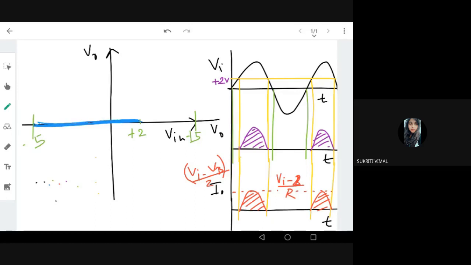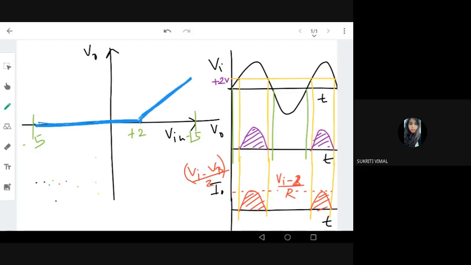Okay. Till 2 volt, my graph will be 0. After 2 volt, what happens? Output is going to follow my input. Right? Shape wise, output is going to follow my input. That is, the input is going to follow from here after 2 volt.